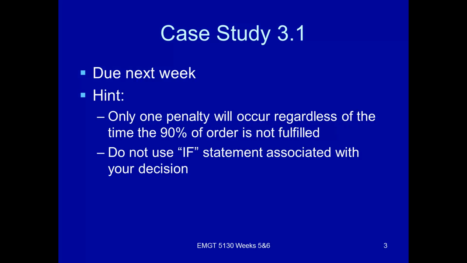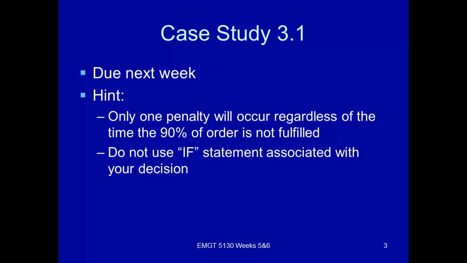It's a $10,000 penalty, regardless of the time, when 90% of the order is not fulfilled. Which means that if one of the distributors' orders is not fulfilled at 90%, then they will have a $10,000 penalty. It's the same as if all the distributors' orders are not fulfilled at 90%, they still get just one $10,000 penalty. So that's how to interpret this penalty part in the fourth question.